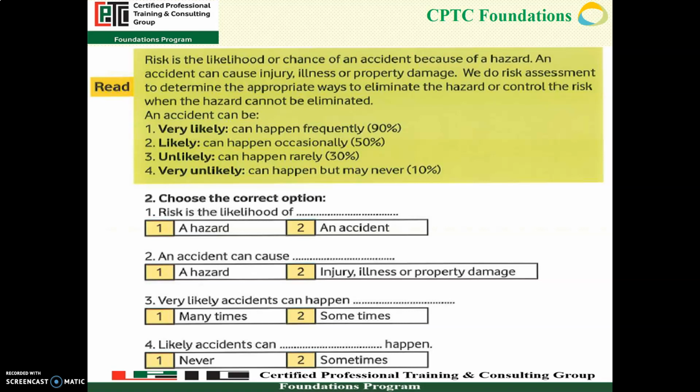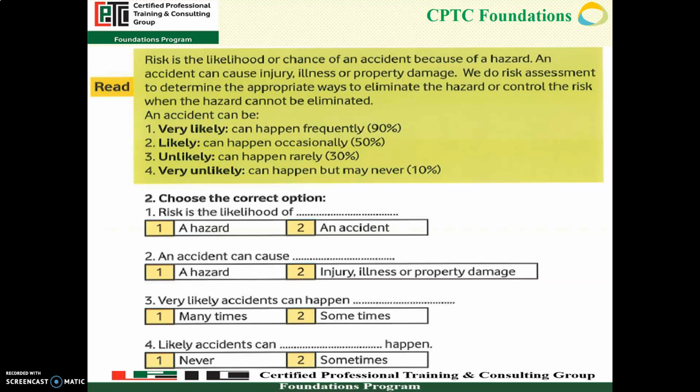An accident can be very likely. What's the meaning of very likely? Very likely means can happen frequently. So it happens often, 90%. So it can happen very often. That's number one. Number two is likely. Can happen occasionally. Occasionally means it can happen sometimes. So that's 50%. Sometimes it happens, sometimes it doesn't.